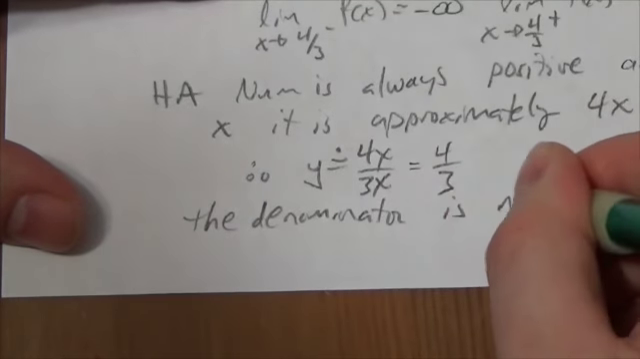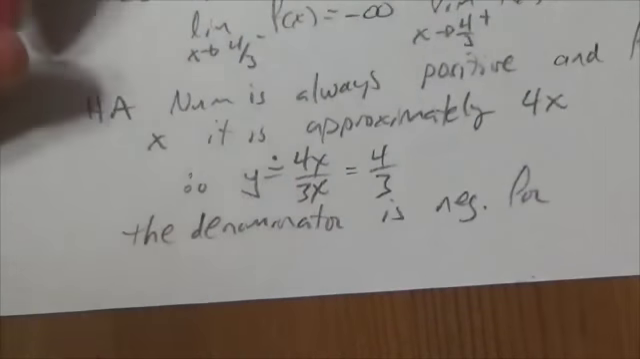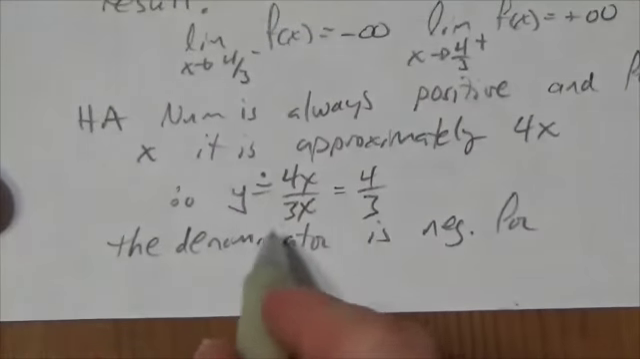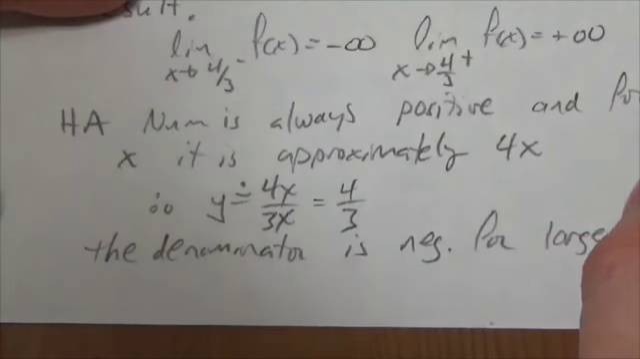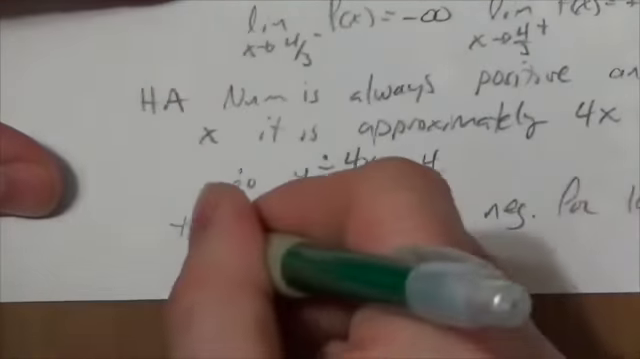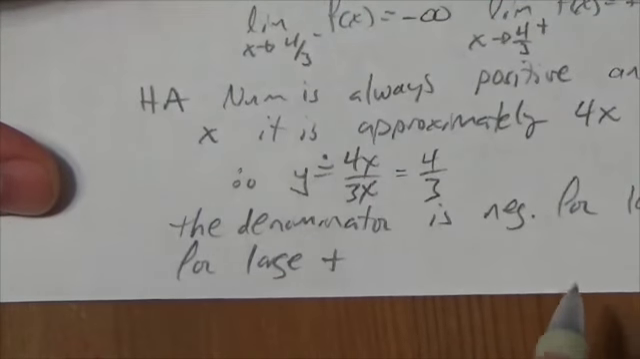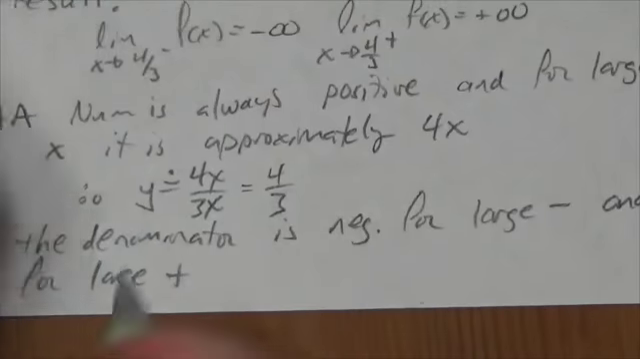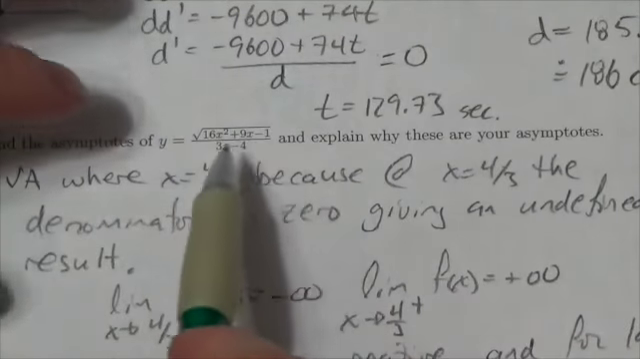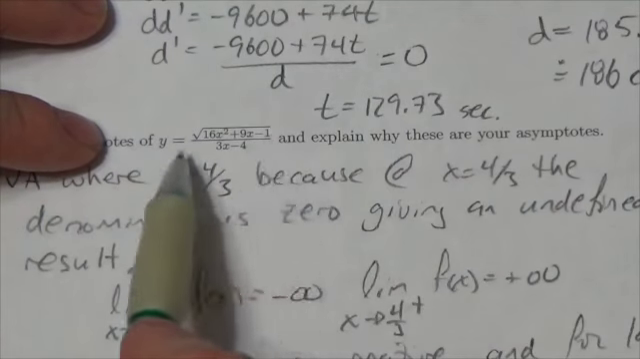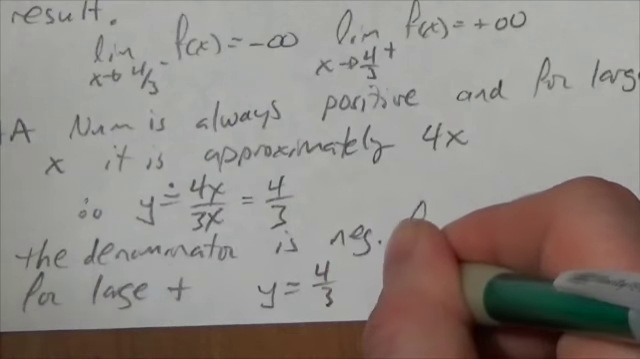Now that doesn't quite finish it here though, because the denominator is negative for values of x that are large negatives, and positive for large positive values of x. The reason I say that is because if you take the limit as x goes to positive infinity, the numerator is positive, the denominator is positive, so your horizontal asymptote will be 4/3.